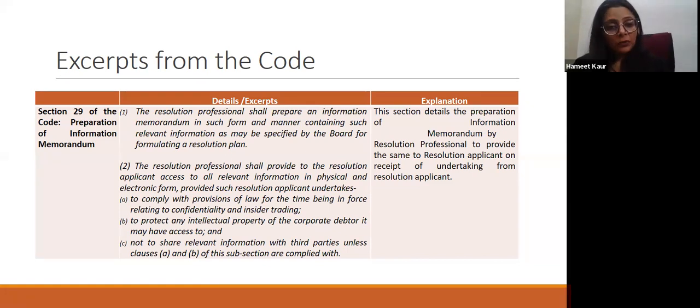So it is very important, and it is already written under the Code itself, that the RP shall provide access to the relevant information in physical and electronic form to the RA only after the RA provides the confidentiality undertaking and an undertaking that it shall protect the intellectual property of the CD.